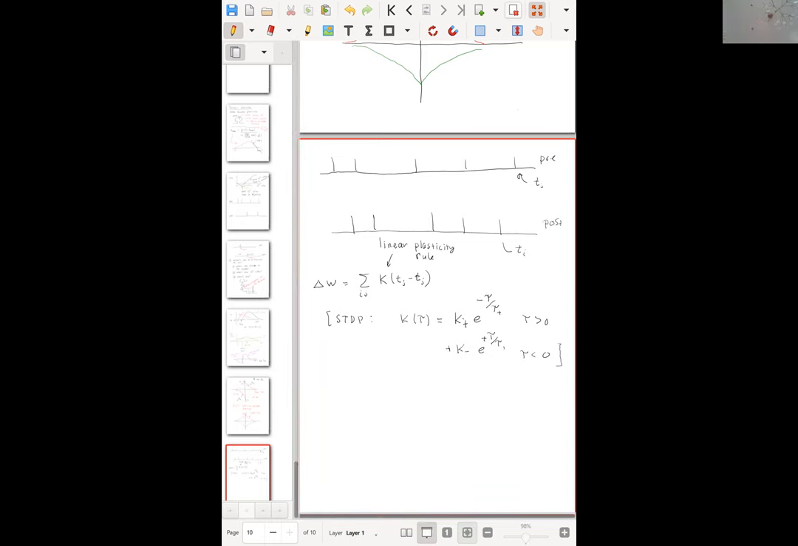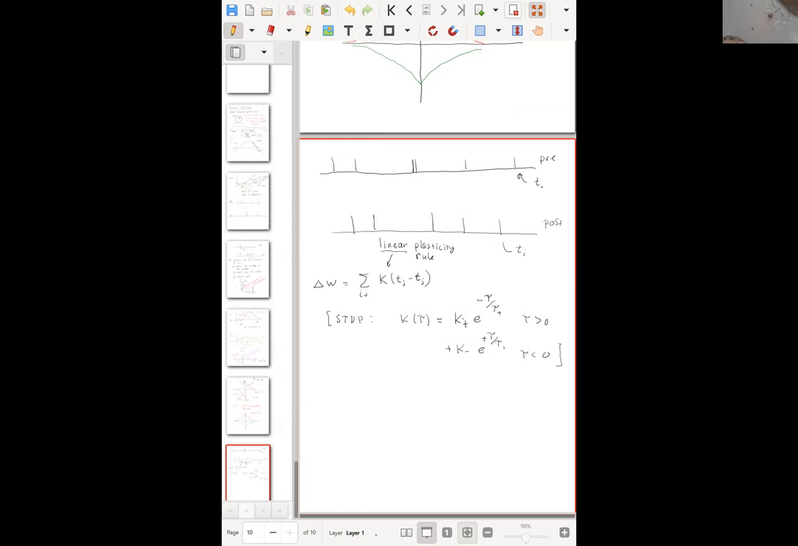Okay. And linearity means that it doesn't really matter when these spike times come. So for instance, if you get two spikes in a row, they don't really have the same effect as the sum of two individual ones. And in fact, the linear plasticity rule does break down. There are nonlinear effects. When spikes tend to come close together, the plasticity rule is different, but it's not a bad approximation. And it's what we're gonna consider now.